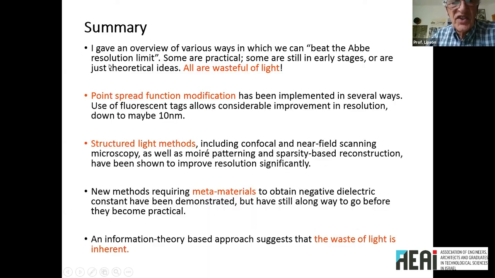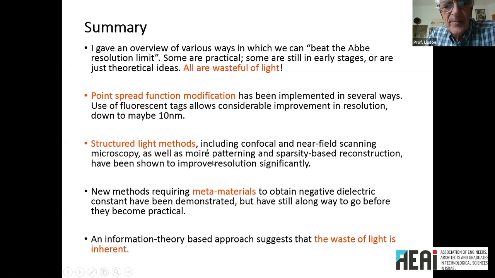So the summary of the talk is that I gave an overview of the various ways in which we can beat the Abbe resolution limit. Some of them work, some of them don't work, some are just theoretical ideas, but all of them waste a lot of light. Point spread function modification has been implemented and can get us down to about 10 nanometers resolution.